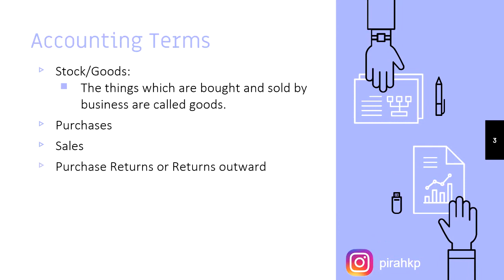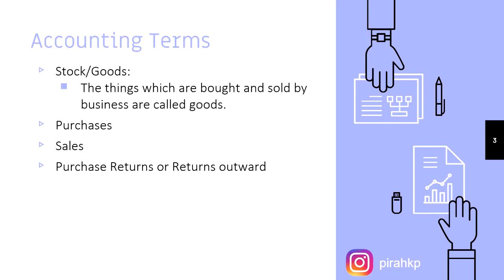Next term is purchase returns or returns outward. Sometimes it could happen that the stock you got is damaged, or is not what you expected, or is having some quality issues. Due to any such reason, you might be returning those purchases. So those are written as purchase returns or return outwards. Outwards as in it's going out of your business. Alright? If it was coming in your business, then you will say inwards. In that case, it's sales return.